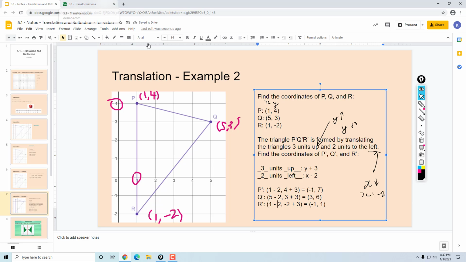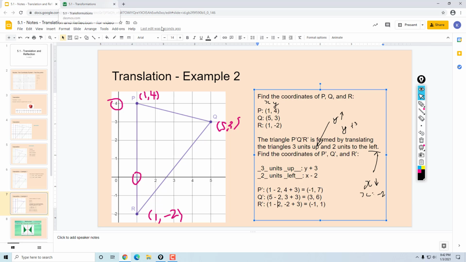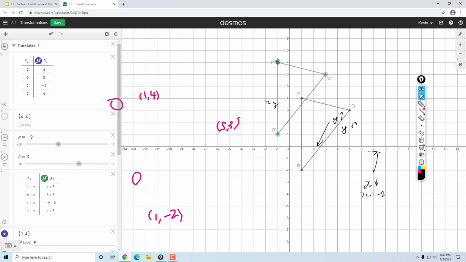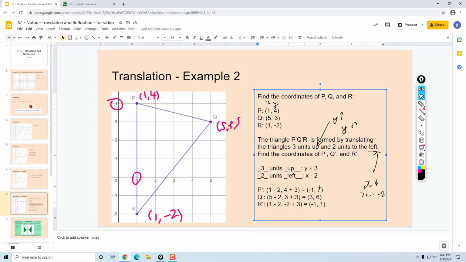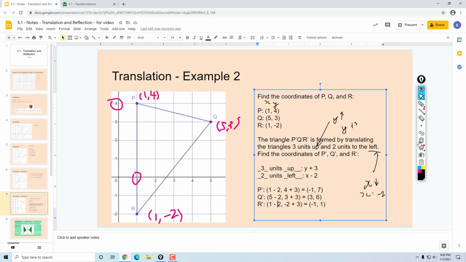In fact, we can try that. We want 3 units up, 2 units to the left, and that's it. Those are our points. -1, 7, which is this one. We have 3, 6, which is this one. And we have -1, 1, which is this one. Okay.